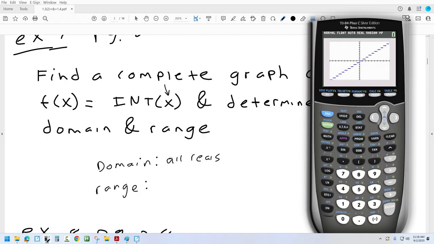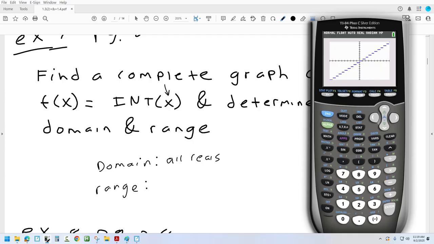Now, the range is up and down. How far up do those steps go? If we could zoom out forever. Yeah, they go up forever. And how far down do the steps go? Yeah, they also go down forever. So does that mean the range is all real numbers?